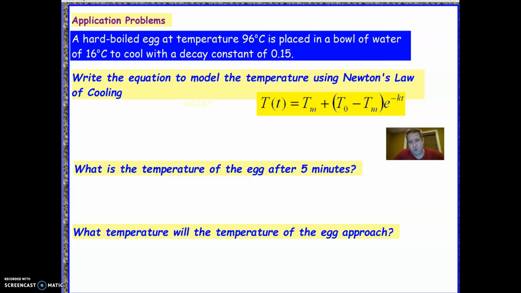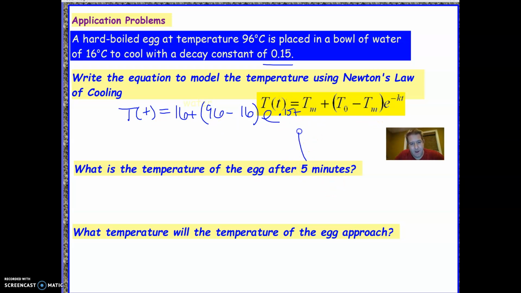All right, so with that said, a hard-boiled egg is 96 degrees, placed in a bowl of water that is 16 degrees Celsius. And then it tells you that the constant is 0.15. So write an equation. We're going to simply plug these numbers in. So T sub t, after t amount of time, which we do not know, equals the temperature of the medium, which happens to be 16 degrees, plus the beginning was 96 degrees minus 16 times e to the 0.15 times t amount of time. There's the model.